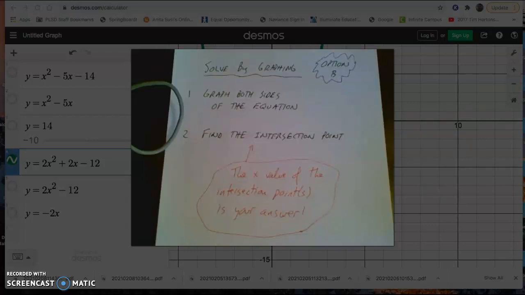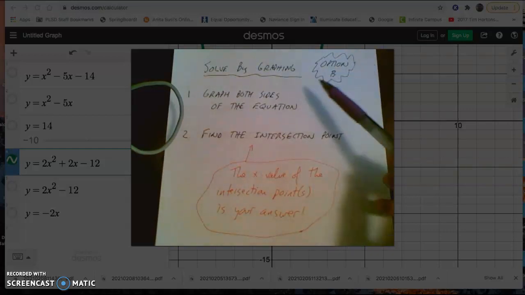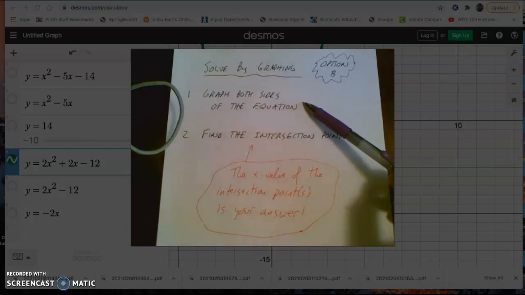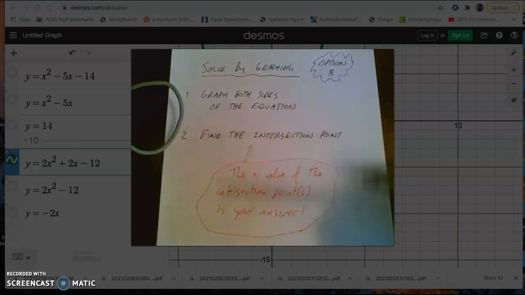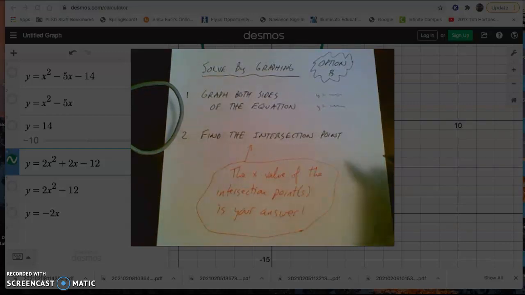For lack of a flashy name, we'll just call this option B, and you can use either of these options, whichever one you think is going to be easiest. But for this one, instead of rearranging it and getting the equation equal to 0, just leave the equation as is and graph both sides of the equation as two separate y equals equations. So in this case, you don't have to bother going through the rearranging process. And after you've graphed that, you should have two equations floating around on your coordinate grid.